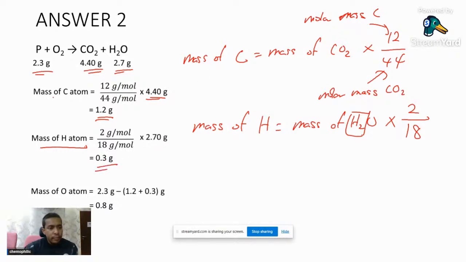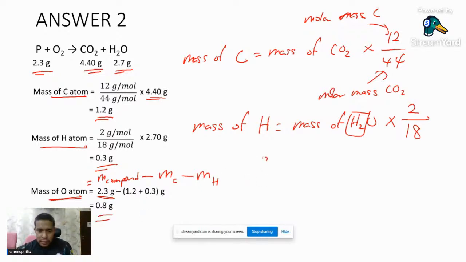So now we know the mass of carbon, we know the mass of hydrogen. Next is to find the mass of oxygen atom. So this is where we need to use this formula, whereby I always teach my students, you take the mass of the compound given minus mass of carbon minus mass of hydrogen. So the mass of compound is already given in the question, 2.3. Mass of carbon and hydrogen are 1.2 and 0.3. So you get the value 0.8.